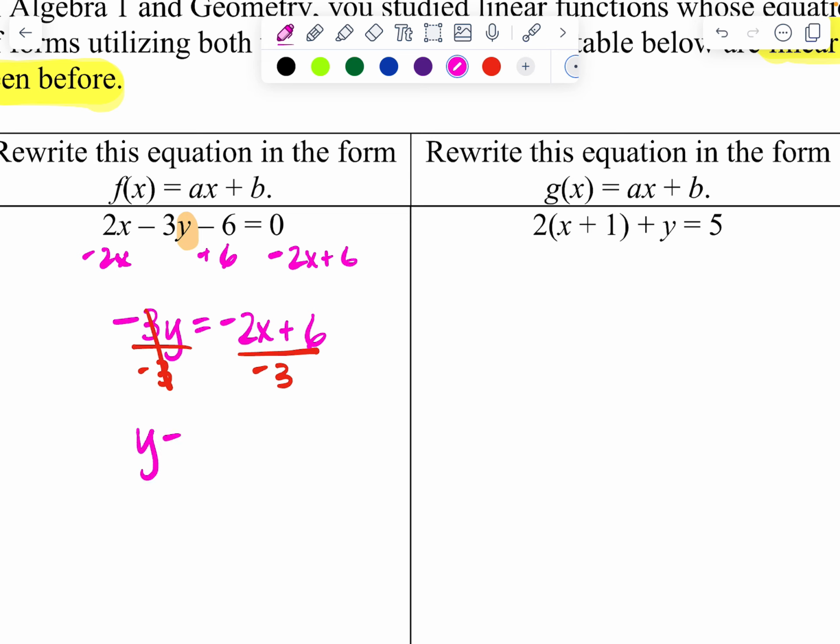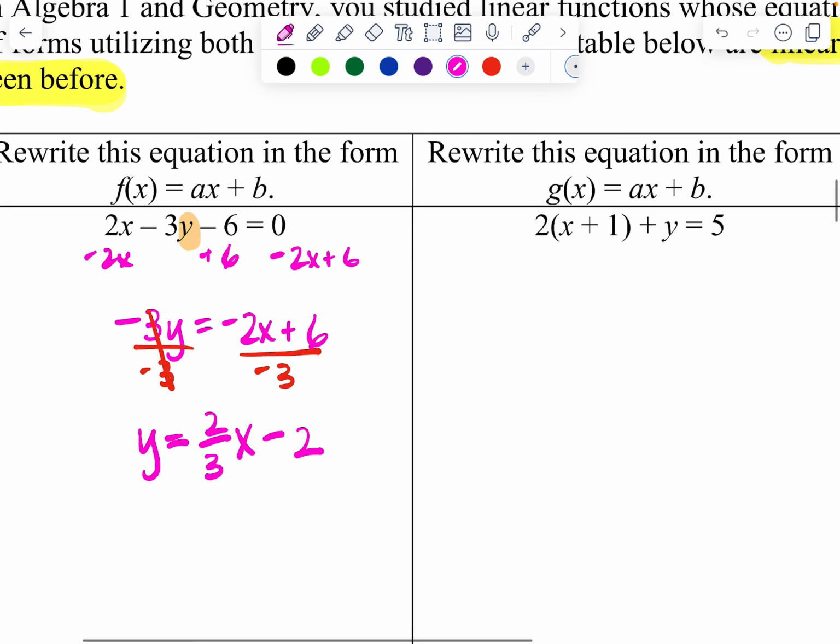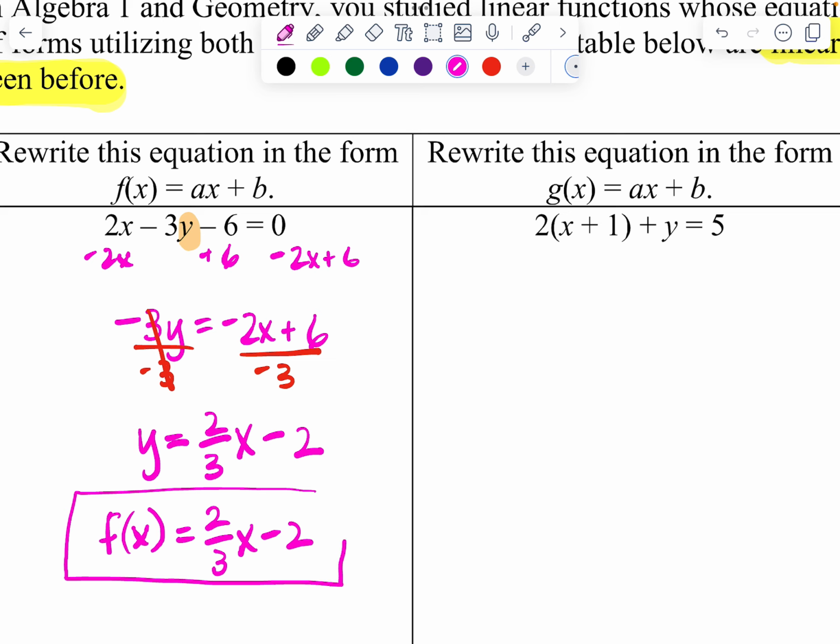So that leaves me with y equals, and everything gets divided by negative 3. So negative 2 divided by negative 3, a negative divided by a negative is a positive, so that's 2/3 x, and then 6 divided by negative 3 is negative 2. And we are almost there. We've got the a times x plus b, but this is still a y, so we just need to change it to function form. It wants it as f of x, so we replace the y with f of x, 2/3 x minus 2. And that is our final answer.